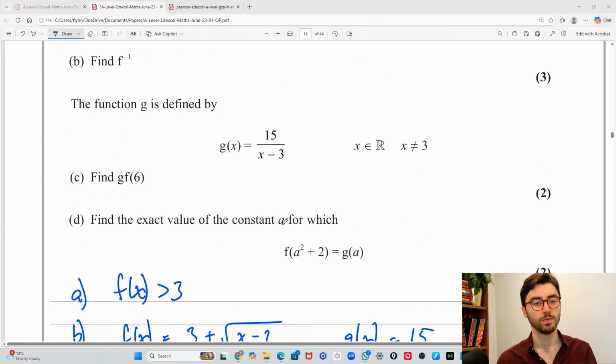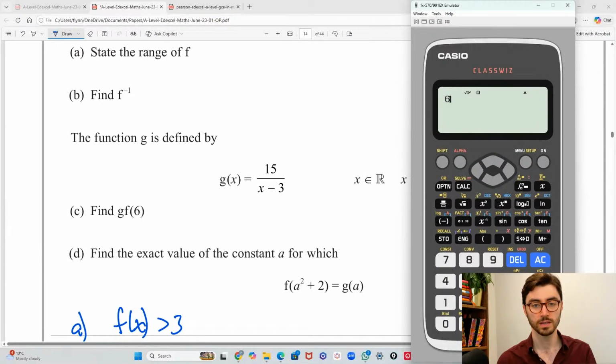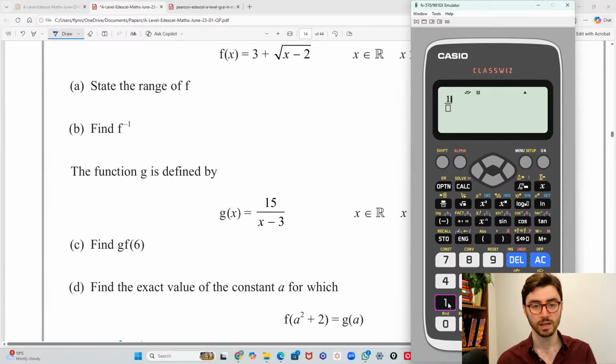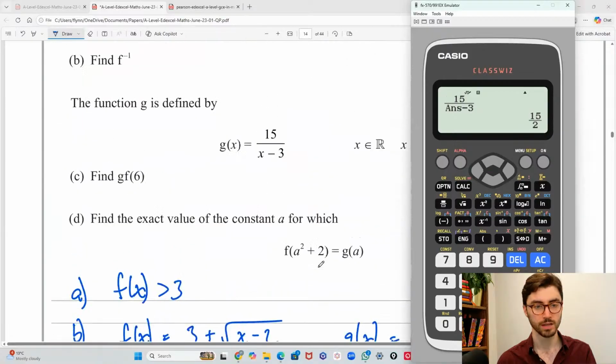Find g of f. Okay, so what I'm going to do is f of 6. So I'm just going to do 6 equals 3 plus root answer minus 2. And then say 15 over answer minus 3. Of course, I syntaxed it. 15 over answer minus 3 is 15 over 2, which is what I said.